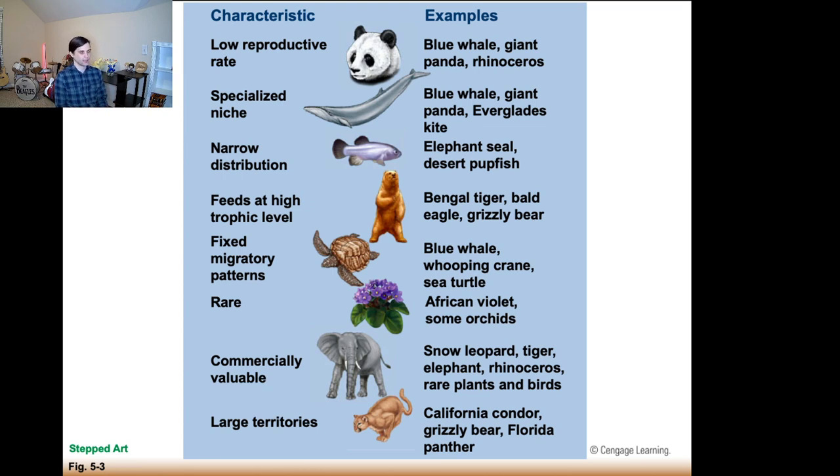You can have organisms that play such a specialized role in the environment that when that role is threatened, or when that environment is threatened, they have a very difficult time adapting. So things like the Everglades kite that eats a specific type of snail, and they live just in the Florida Everglades. When the Everglades environment changes, they don't have anywhere else to go because their food's not found anywhere else, or the environment that they hunt in is not found anywhere else. So when their environment changes, they don't adapt quickly enough.